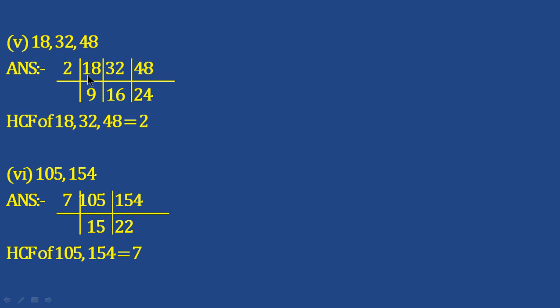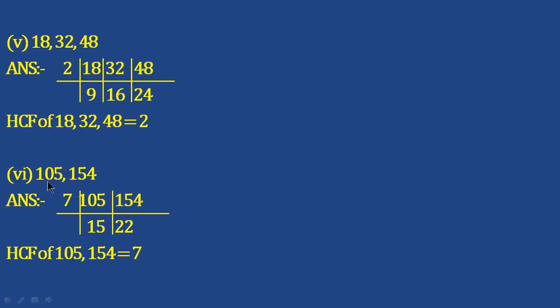Now for 18, 32 and 48, 2 is common. 2 9s are 18, 2 16s are 32, 2 24s are 48. Now if you see the next line, 16 and 24 will be divisible by 2, but 9 will not have a common factor with them. So we stop the factorization here and the HCF of 18, 32 and 48 is 2. For the three sets of numbers, you should get a common factor in all the three.